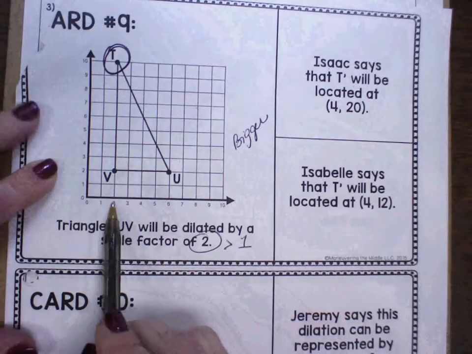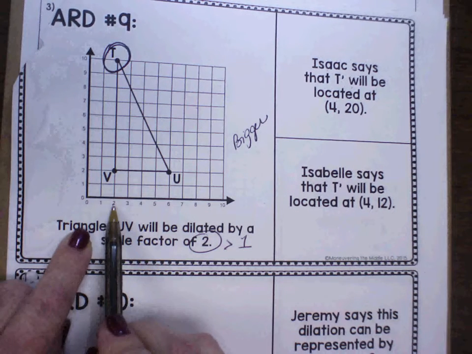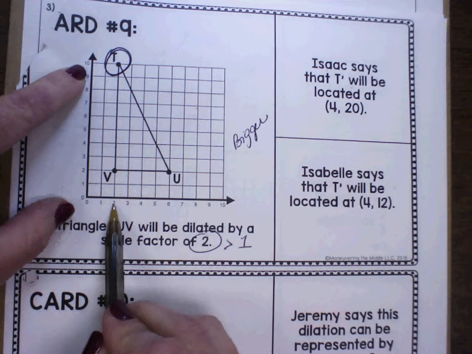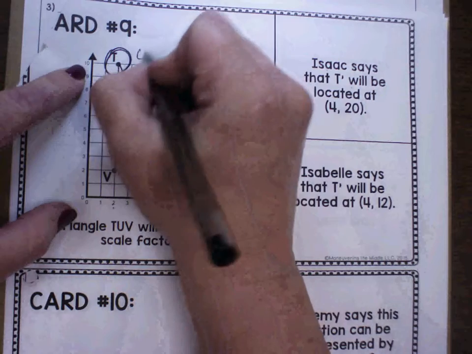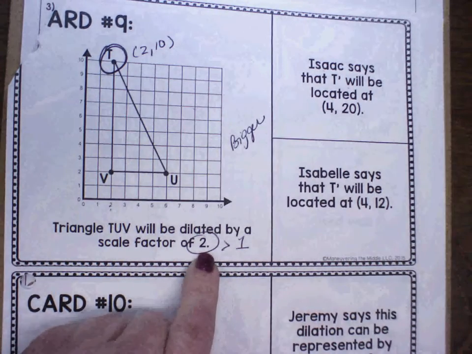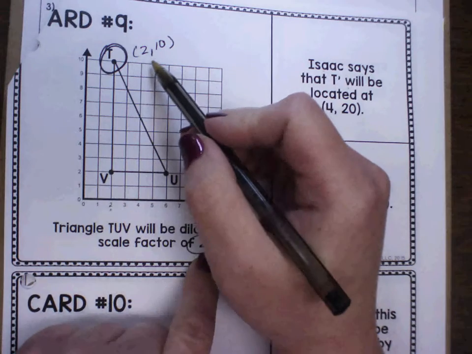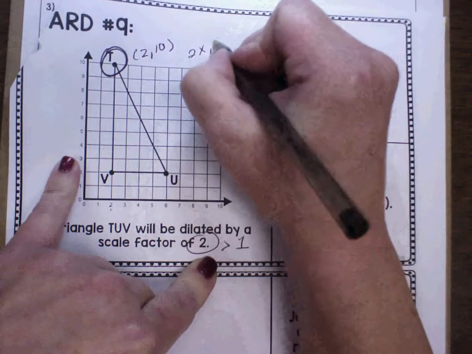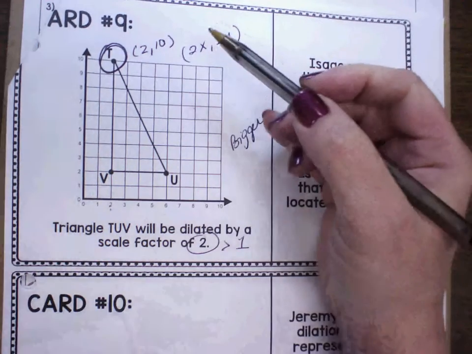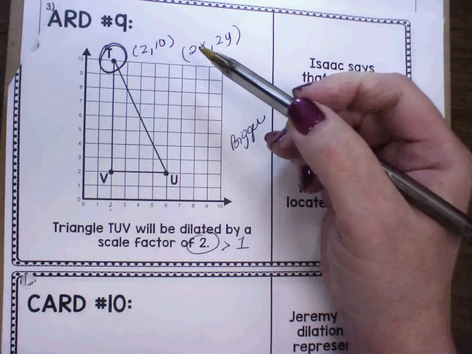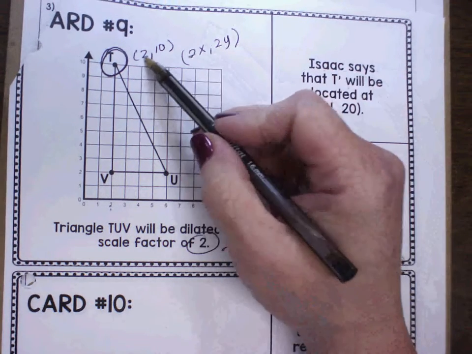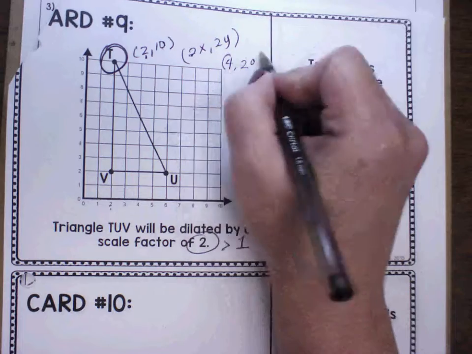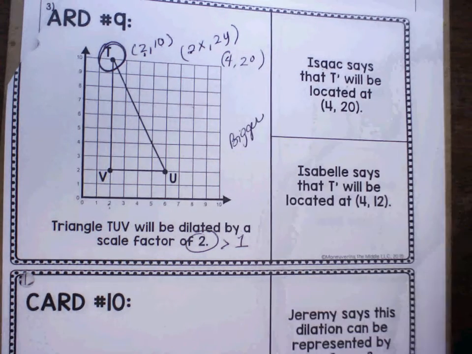Where's T? T is right here, right? So what are the coordinates of T? 2 and? What are the coordinates of T, of point T? 2 and 10. If it's a scale factor of 2, what do you got to do with those two numbers? Multiply them by what? By 2, right? So this would be 2x and 2y. You take all your x's and you multiply them by 2. You take all your y's and you multiply them by 2. 2 times 2? 4. 2 times 10? Is Isaac correct? Yes, he is.